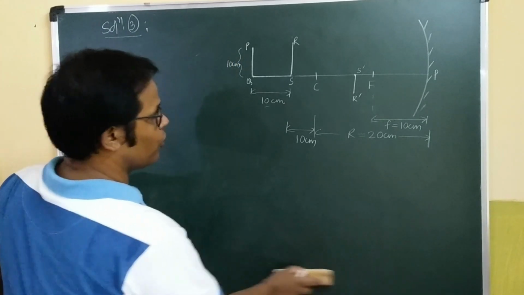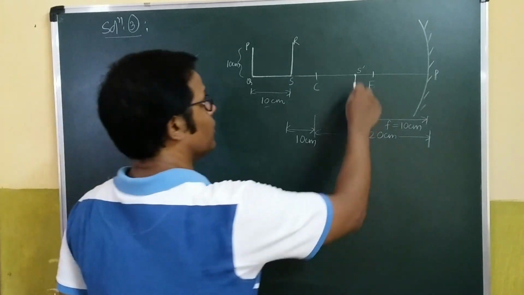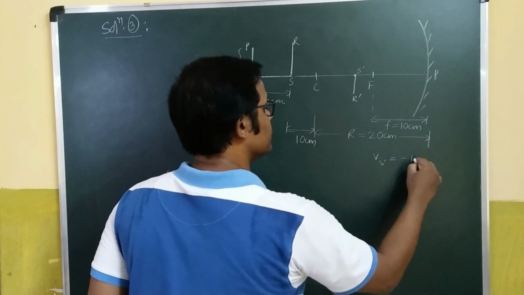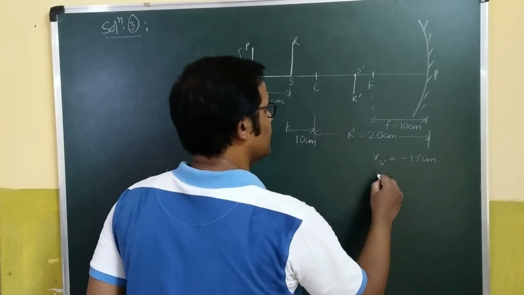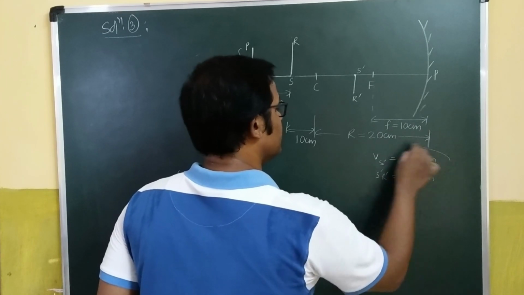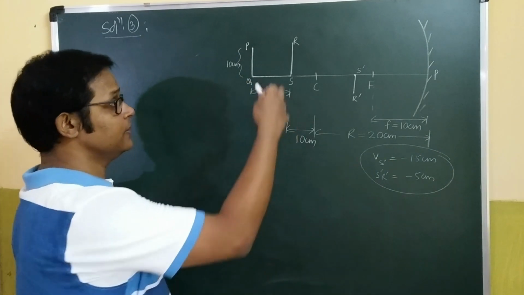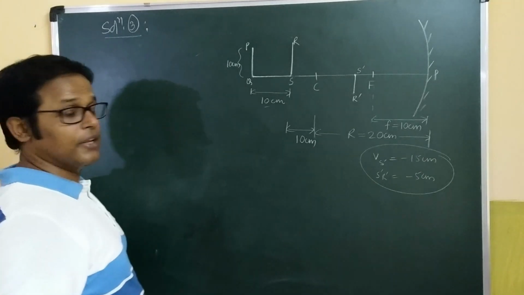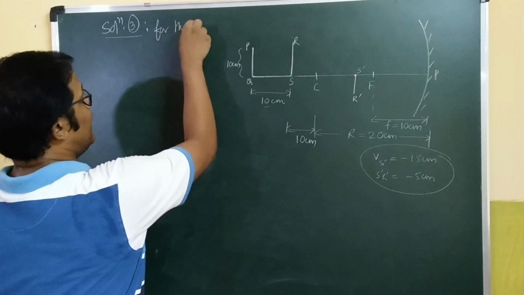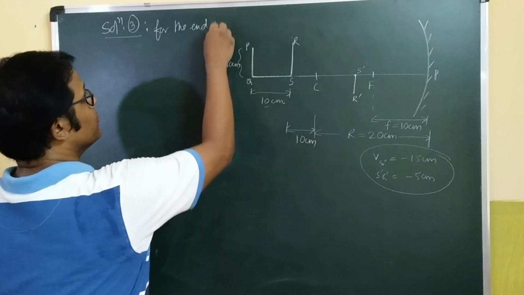And let me also note down the answers I got right now. The image distance for this S prime part is minus 15, and S prime R prime is equal to minus 5 centimeters. I just note down the answers. To find out the total length, we'll be requiring all these numbers. Now let us do it for the end PQ.